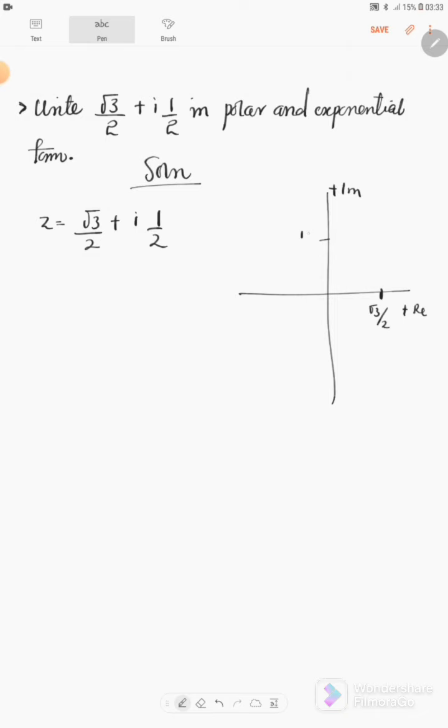Now z1 minus z2 gives us a plus ib minus c plus id. This gives us a plus ib minus c minus id. This then gives us open bracket a minus c plus i open bracket b minus d. Correct. We've gotten the first and the second part. Now let's continue. Multiplication of complex numbers.